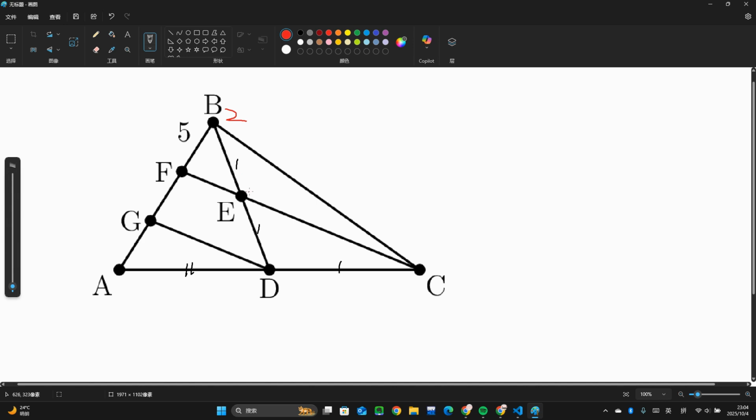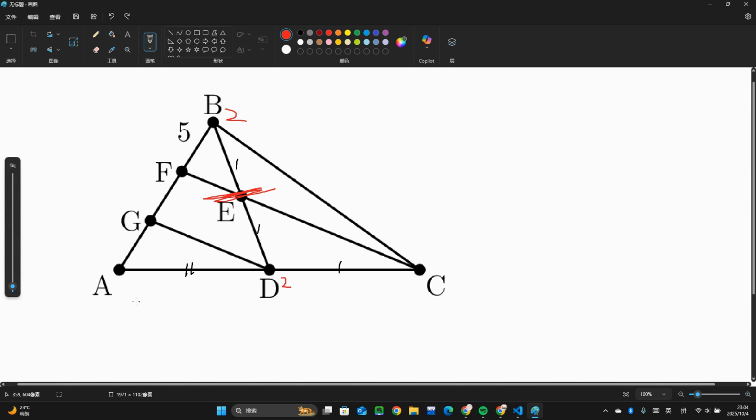Then to make the lever balance, if the fulcrum is at this point, E, then D has to also have a weight of 2, because the length of these two arms are the exact same. So to make it balance, D must also have a mass of 2.